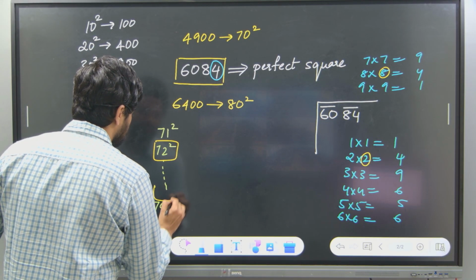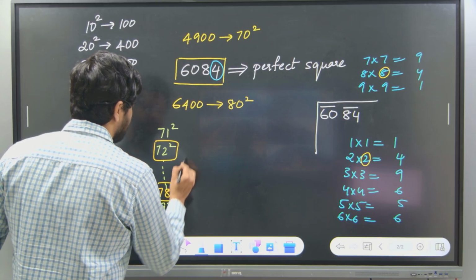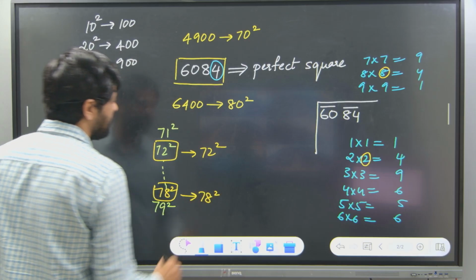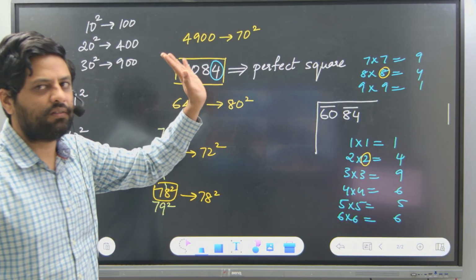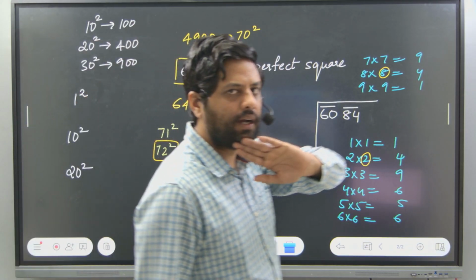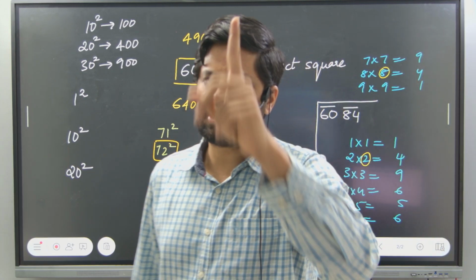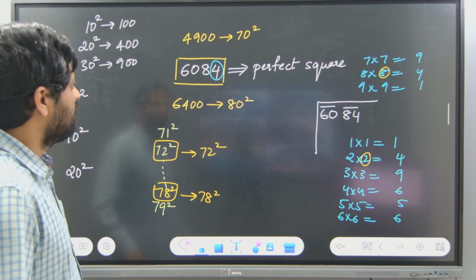Now I have reduced my options. The answer will be either 72 square or 78 square only. The reason is, because it is ending with 4. Did you get this point also? Yeah? Now we'll directly go to the answer and cross check.